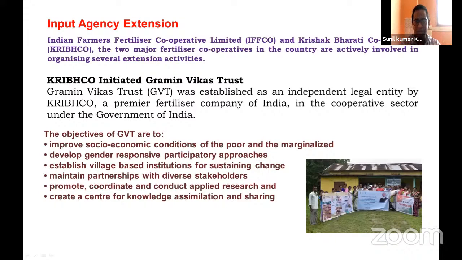has their own initiative, KRIBHCO Kisan Sanchar Limited. And after that, there is another KRIBHCO initiative, that is Gram Vikas Trust.